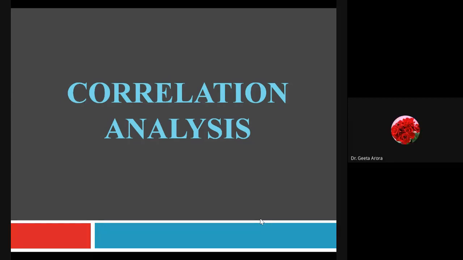But let us start with the things. Today we are going to start with the new unit in which we are going to learn about the meaning of correlation and how we are going to find out the relation between two things, because it is correlation, the relation between two things, that we are going to analyze.